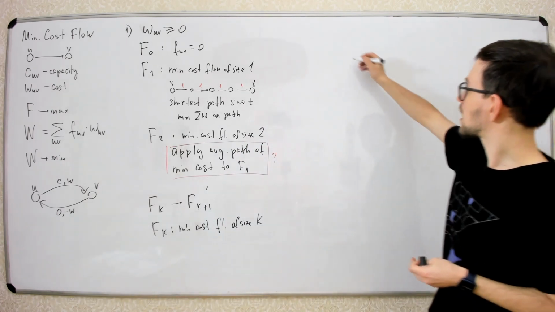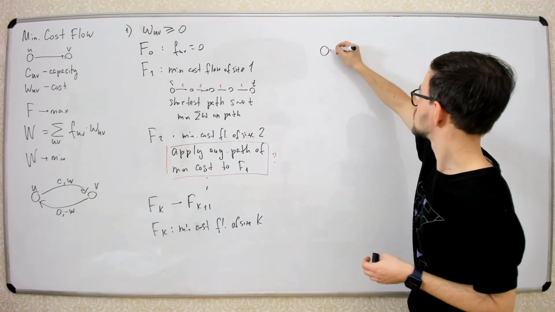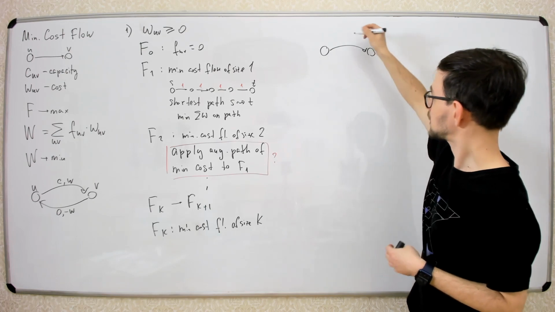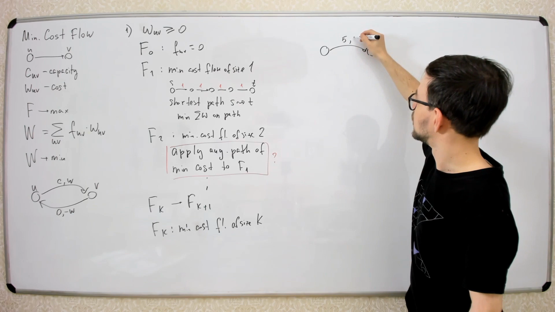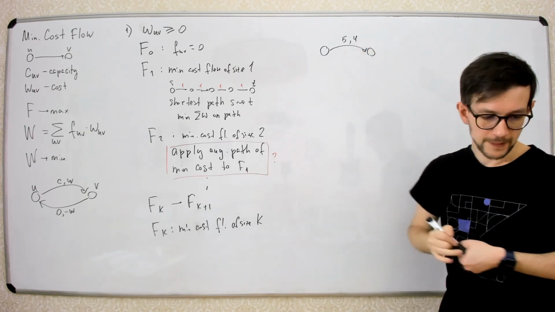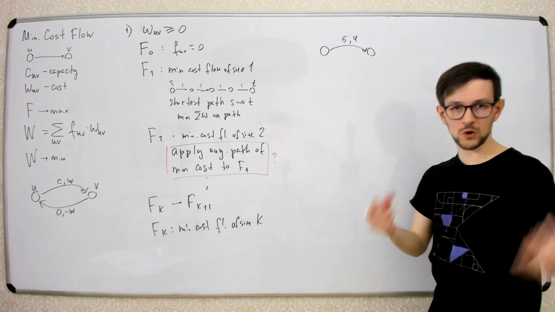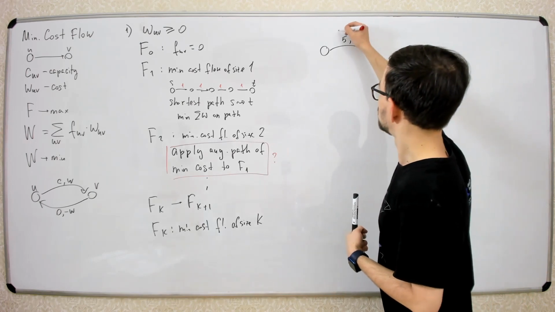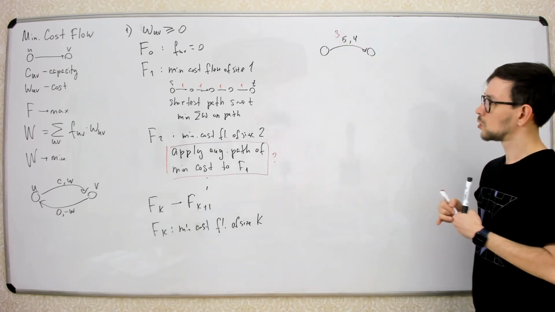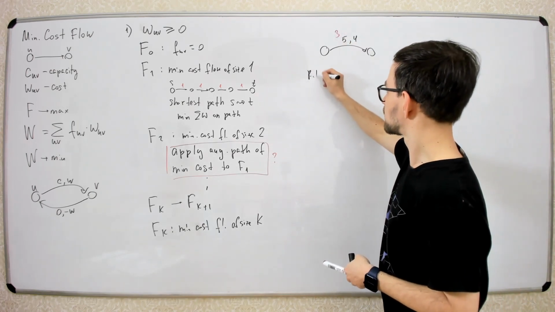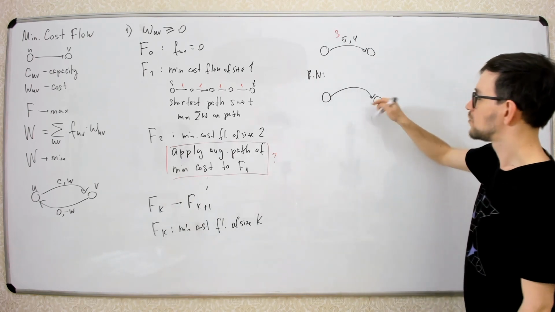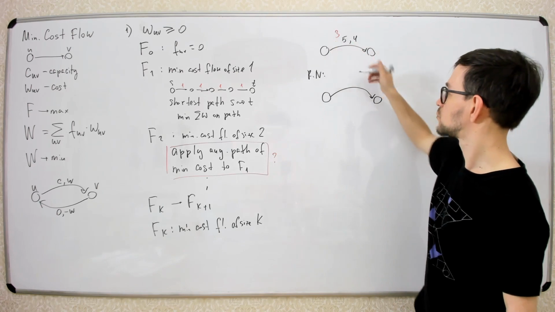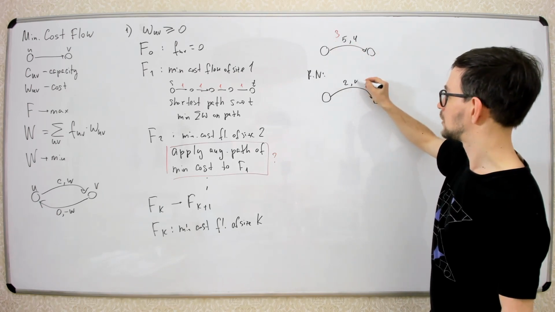So again, in your graph, you may have something like this. You may have some edge, let's say the capacity, I don't know, 5 and weight 4. And now you have some flow through this edge, let's say flow 3. What will happen in your residual network? You will have the edge with residual capacity 5 minus 3 is 2 and weight 4.